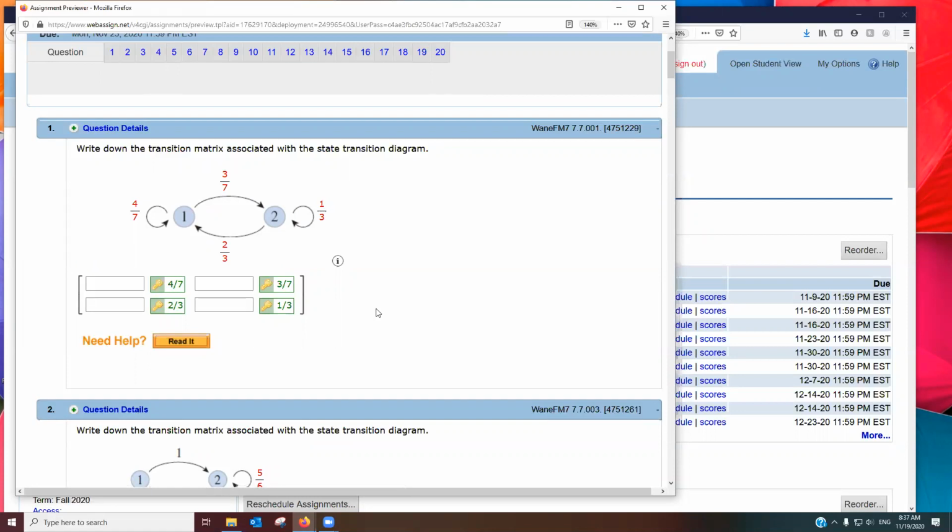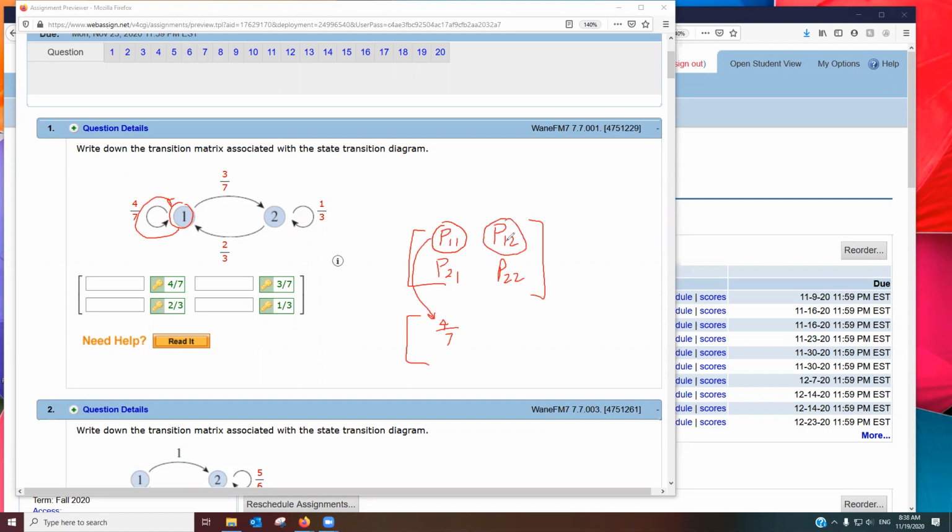There are a few problems where you're asked to take the transition diagram and convert it into the matrix. What you need to remember is the setup of the matrix. The setup is P11, P12, and then P21, P22. P11 is the probability that you're in state 1 and you stay in state 1. Well, the probability that I'm in state 1 and I stay in state 1 is 4 over 7. So this is 4 over 7.